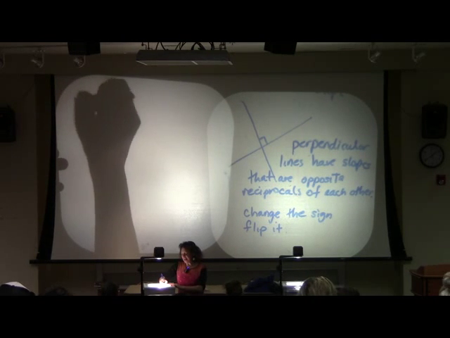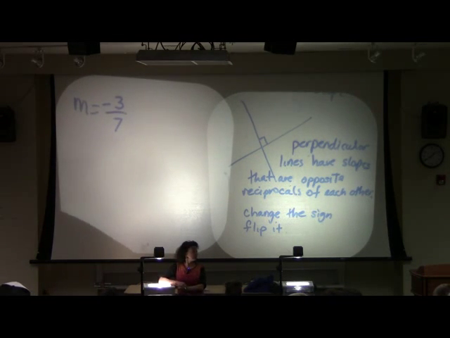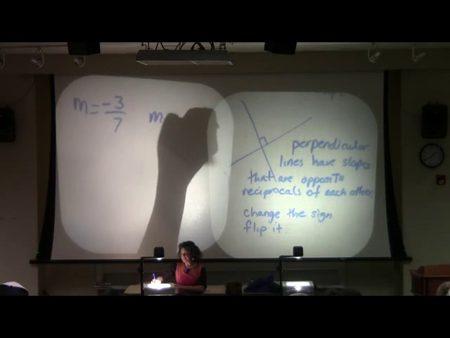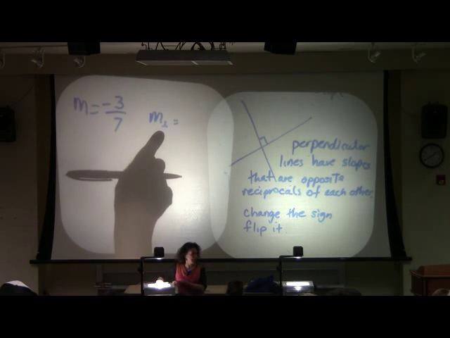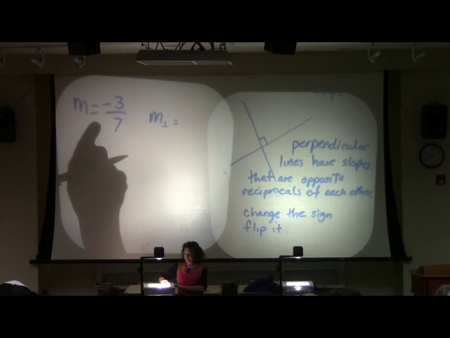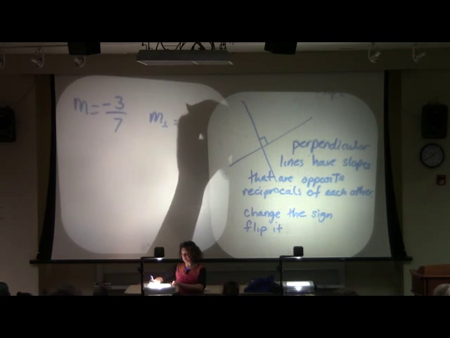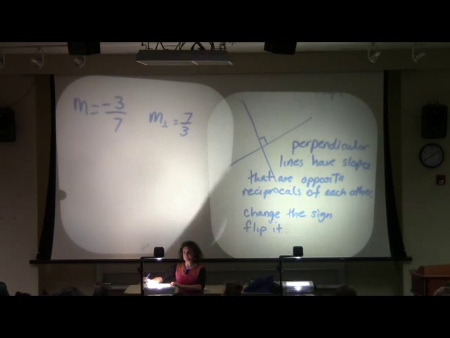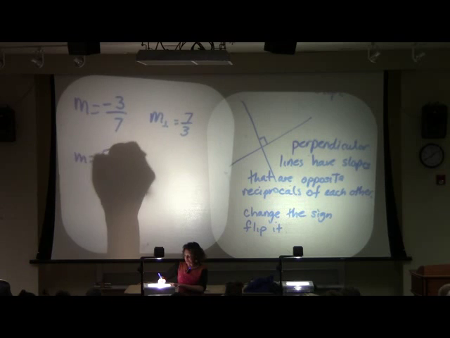So, suppose I have a line that has a slope equal to -3/7. Well, in order to find the slope of a line perpendicular to it, this symbol means perpendicular. Don't worry about that, but okay? First thing I do is I change the sign. So don't you agree that this line will have a positive slope? Yeah. And then I flip this guy. What do you get when you flip 3/7? 7/3.